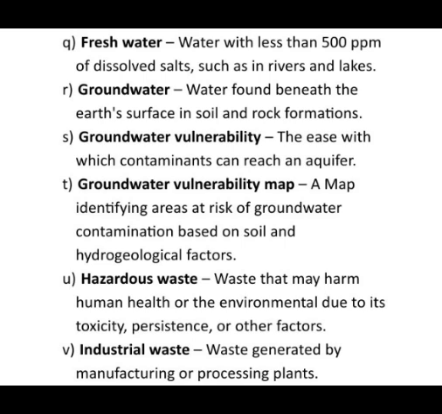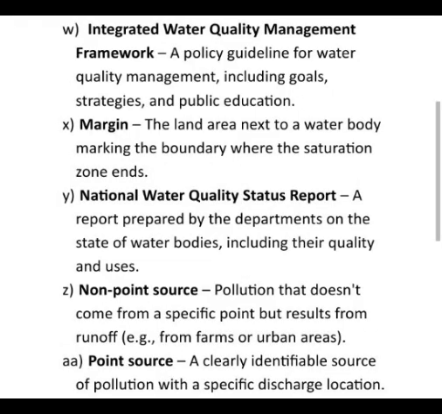Letter V. Industrial waste. Waste generated by manufacturing or processing plants. Examples are chemical waste from factories, smoke and gases from plants, wastewater from manufacturing industries, scrap metals and plastics, and oil and grease from machines. Next, integrated water quality management framework, or it is a guideline that helps manage water quality through plans, strategies, and public awareness. Letter X. Margin.